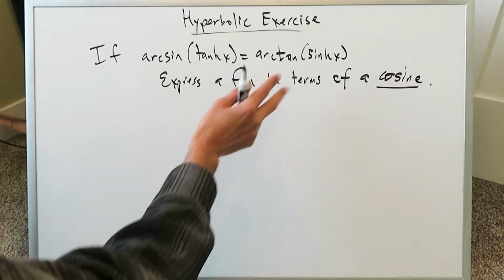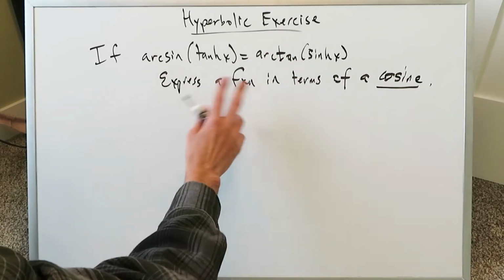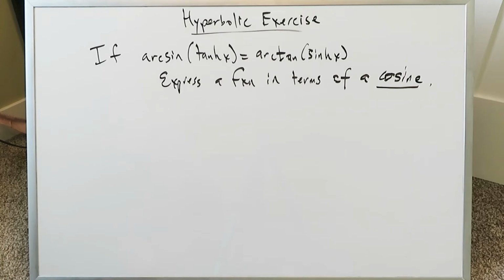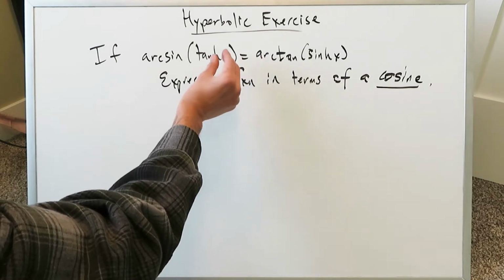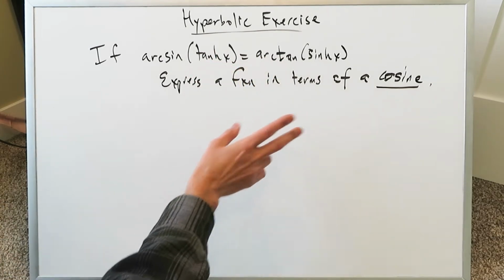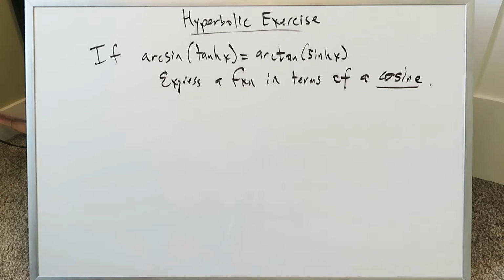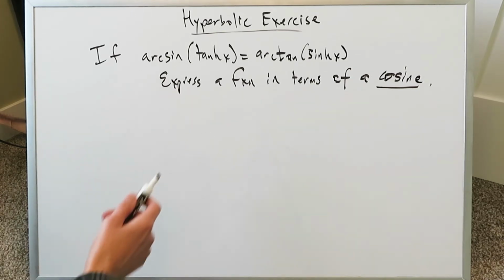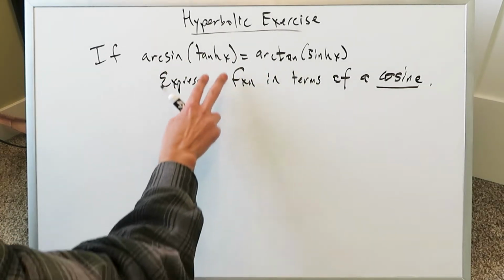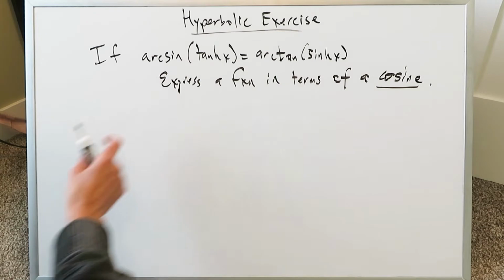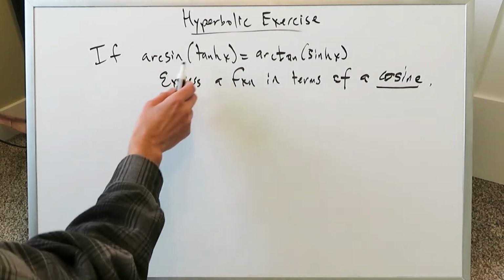Anyhow, we have to express a function here in terms of a cosine. How do you go about doing that, and what does all of that mean? We have something over here which is equal to that. From this we have to somehow derive an expression in terms of a cosine, and that is the exercise, and it will be a fun procedure. Arc sine and arc tan are inverse trigonometric functions. Tan h and sine h are hyperbolic functions. Okay, how do we go about doing this?